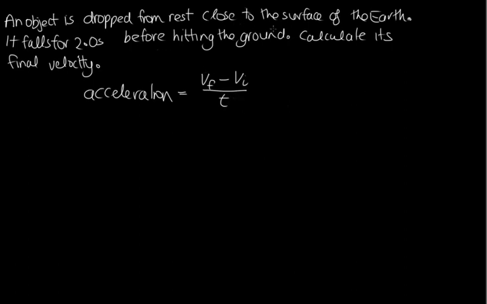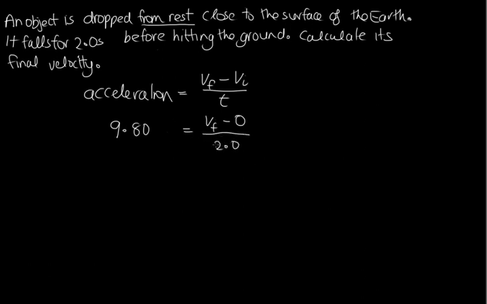Now, because it's close to the surface of the Earth, we know that its acceleration is given by little g, which is 9.80 meters per second per second. So we need to find this final velocity. We're told that it's dropped from rest, so this means that the initial velocity is 0, and we know it falls for 2.0 seconds.